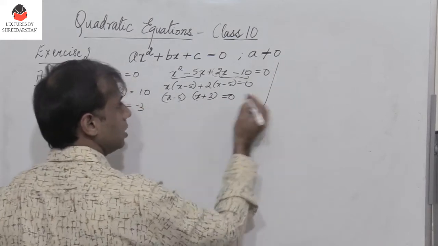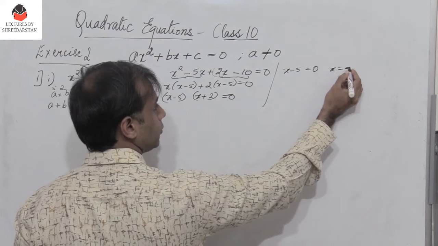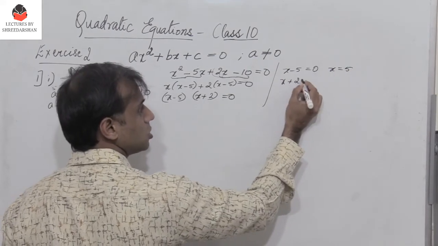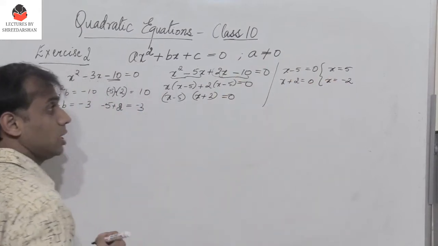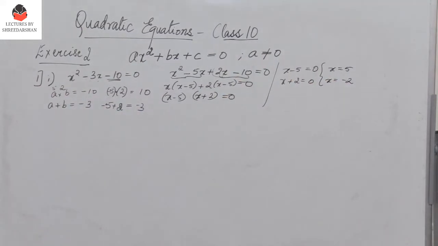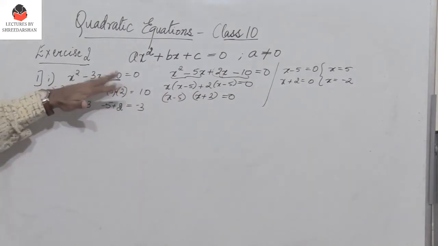So what happens? I have x minus 5 equal to 0, so therefore x is equal to 5, and x plus 2 is also equal to 0, so therefore x equals minus 2. So we get two values of x, which is minus 2 and 5, and both of them satisfy this equation. So if I put the value of x here in this equation, I get 0 here.